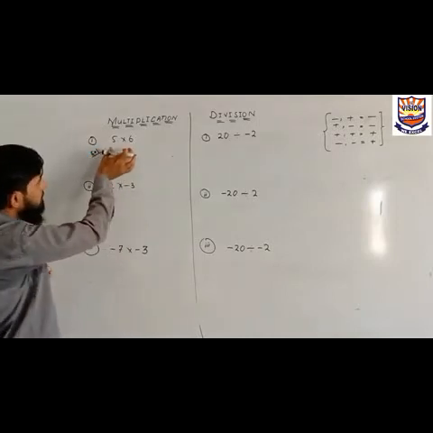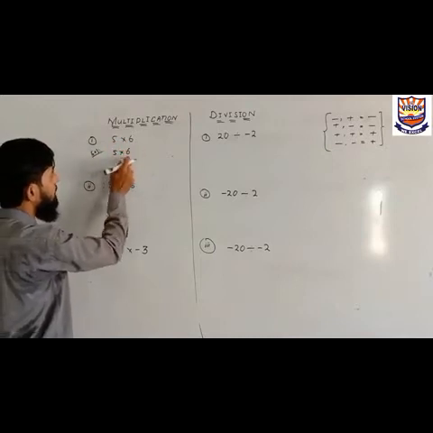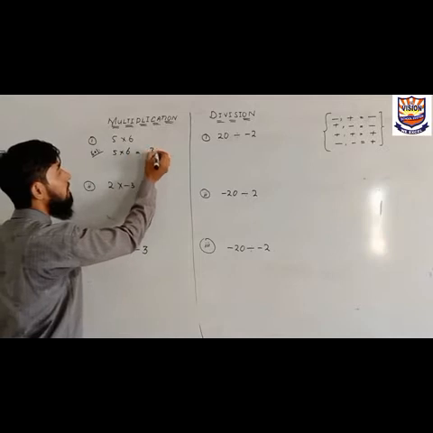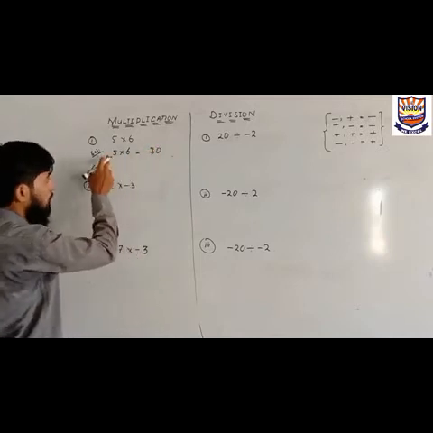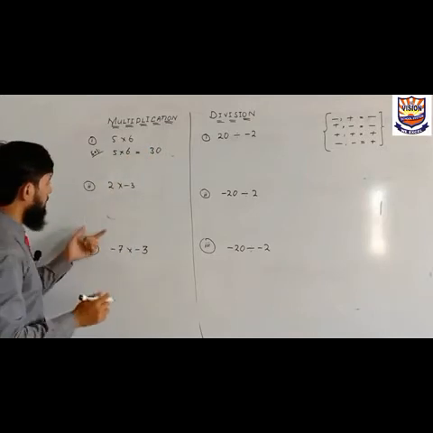In multiplication, simply first of all multiply the two numbers. 5 multiplied by 6: 5 sixes are 30. Both are positive numbers, so our product will be positive.